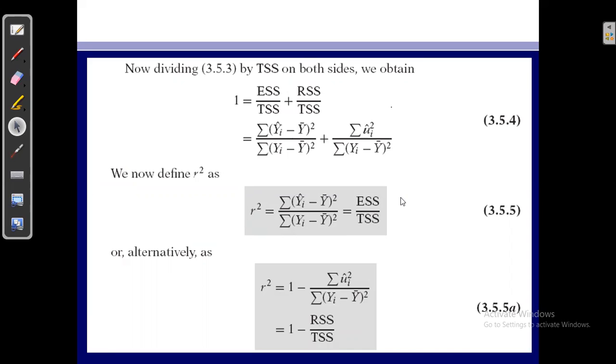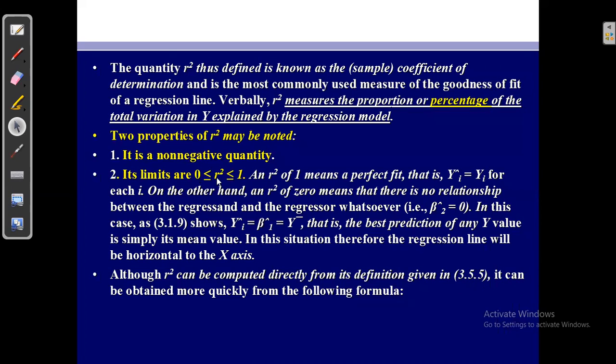Practically, the value of R square is always between 0 and 1. When R square is 0, it means that the X variable in our model is explaining 0 variations in Y, which means that X is not telling you anything about Y. When R square is 1, it means that everything in Y is explained by X. So X is telling you everything about the Y variable, right?